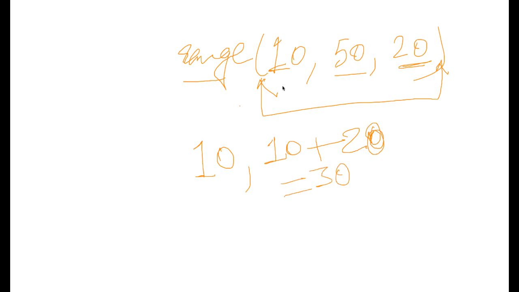It will be 30. And next value, 30 plus 20 is 50. But since 50 is my upper limit and we do not consider taking the upper limit, we will only get two values, 10 and 30.